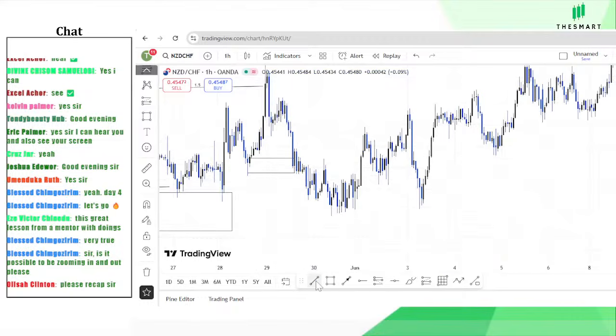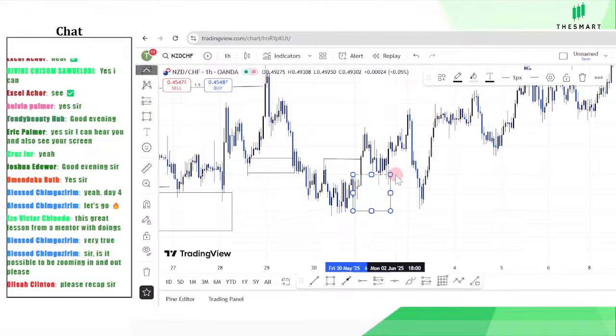Now look at this one. We have this break at this point, and we have this order block here. But we can't actually say we want to trade from this order block, because you can see we had a break at this point, and after having a break at this point, there was no fair value gap for us to take this particular setup from.